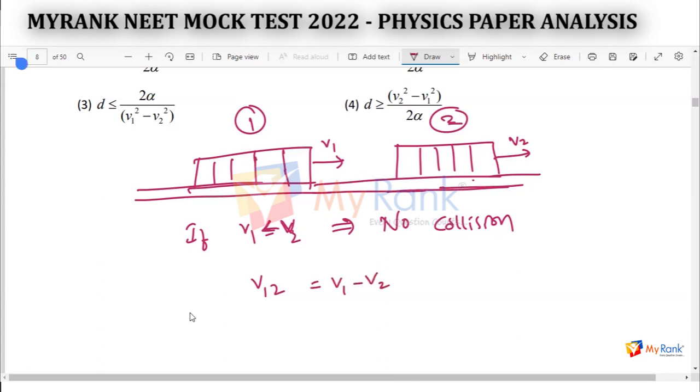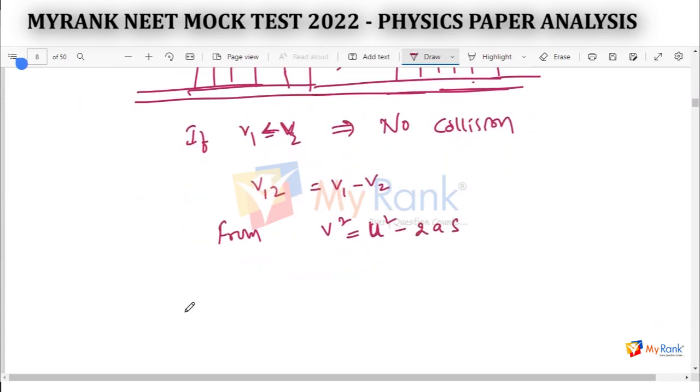Should be 0. So I can say from relative motion, students, if I apply the third equation of motion, v square minus u square is equal to 2as. We know that v square minus u square is equal to 2as. From that, v square is equal to u square minus 2as. If I consider relative speeds, v12, first one to second one, for all v, u, and a. So relative speed is 0.